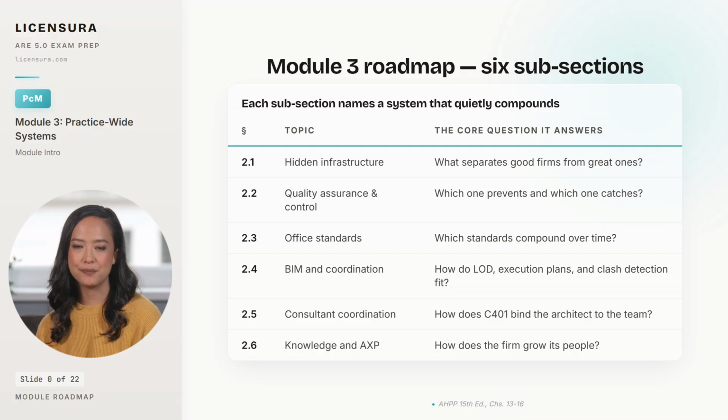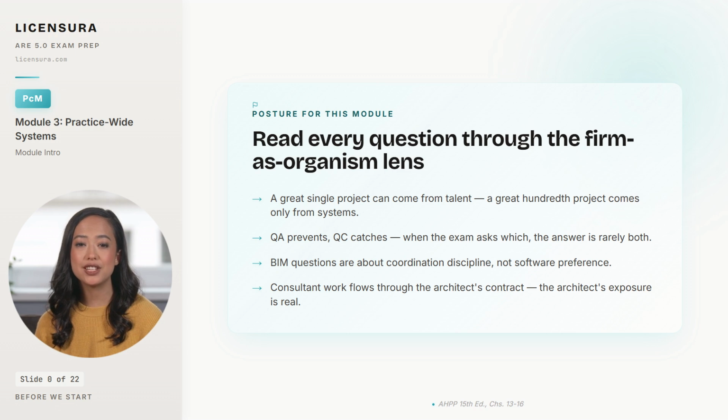One posture set before we open section 2.1. Four things to hold in mind. First, a great single project can come from individual talent. A great 100th project comes only from systems, and the exam rewards the candidate who reaches for the system answer over the heroic one. Second, quality assurance prevents, quality control catches.